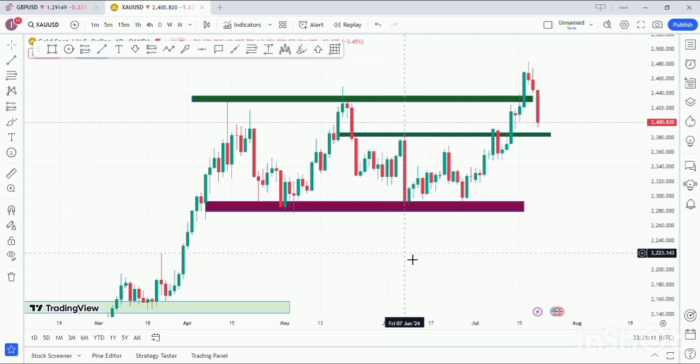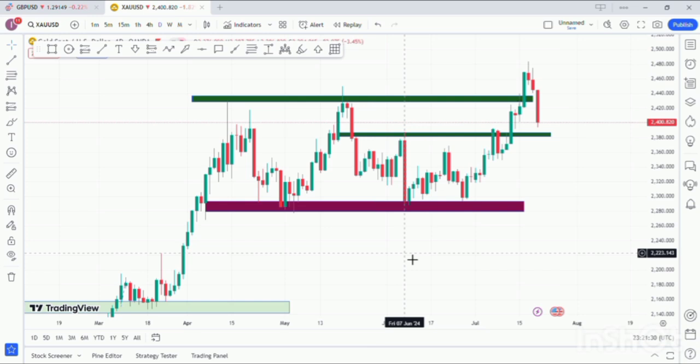Alright guys, welcome back. So this is XAUUSD gold on my screen. As you can see, we are going to be doing a top-down analysis on the pair XAUUSD so as to mark out some zones that we need to pay close attention to for the coming week, guys.